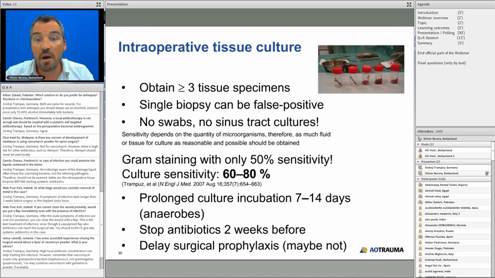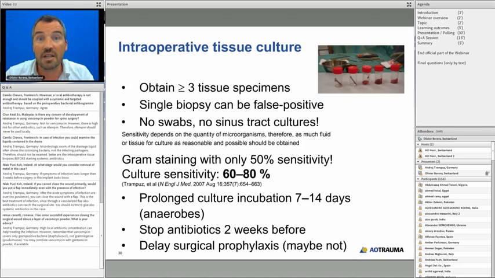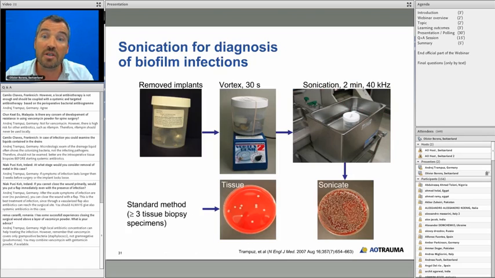The problem, and the reason why our sensitivity is low with standard cultures, is that with standard cultures we are looking for planktonic bacteria, but most of the bacteria grow in a biofilm mode, and we are not able to really find these bacteria in biofilm mode if we don't use a new way of diagnosis, which is sonication. What is sonication? It is a way of giving us a much, much better chance of making the diagnosis of an infection. How does it work? We remove the implant. As you can see here, it's a total knee, but it can be a plate or a nail as well.